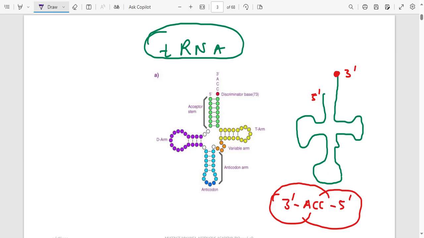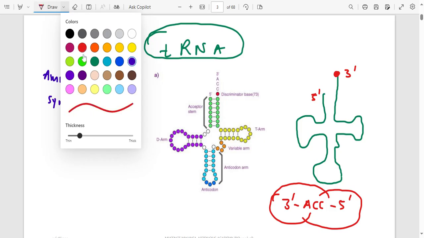Before translation takes place, each tRNA is charged with a specific amino acid. The enzyme that does that is known as amino acid tRNA synthetase. That is the enzyme that adds an amino acid to tRNA. What's the name of the enzyme? Amino acid tRNA synthetase. Not synthase, synthetase. There's a difference. Synthetase means that it uses energy. Synthase doesn't use energy.